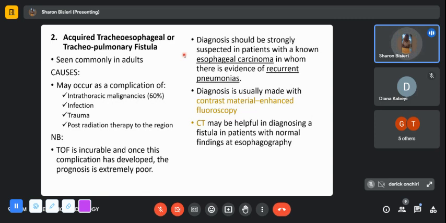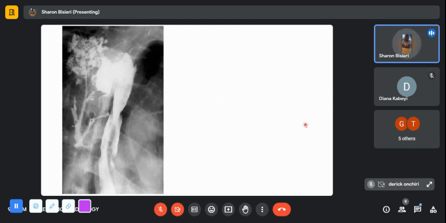Diagnosis is usually made with the aid of contrast. In this case, we're talking about fluoroscopic procedures, and a CT may be useful in the diagnosis of a fistula in a patient with normal findings at an esophagogram. So that cannot solely exclude that fistula's connection.